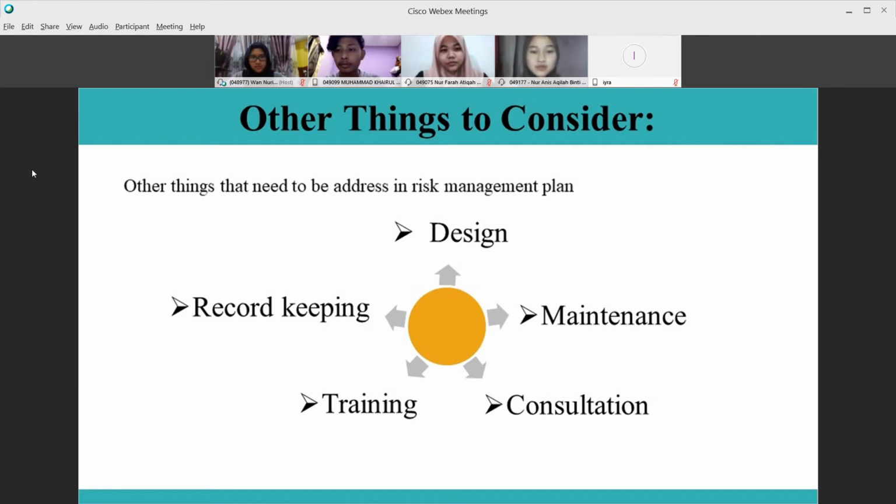There are other things to consider in employee injuries management and risk management, which are design, record keeping, maintenance, training, and consultation.